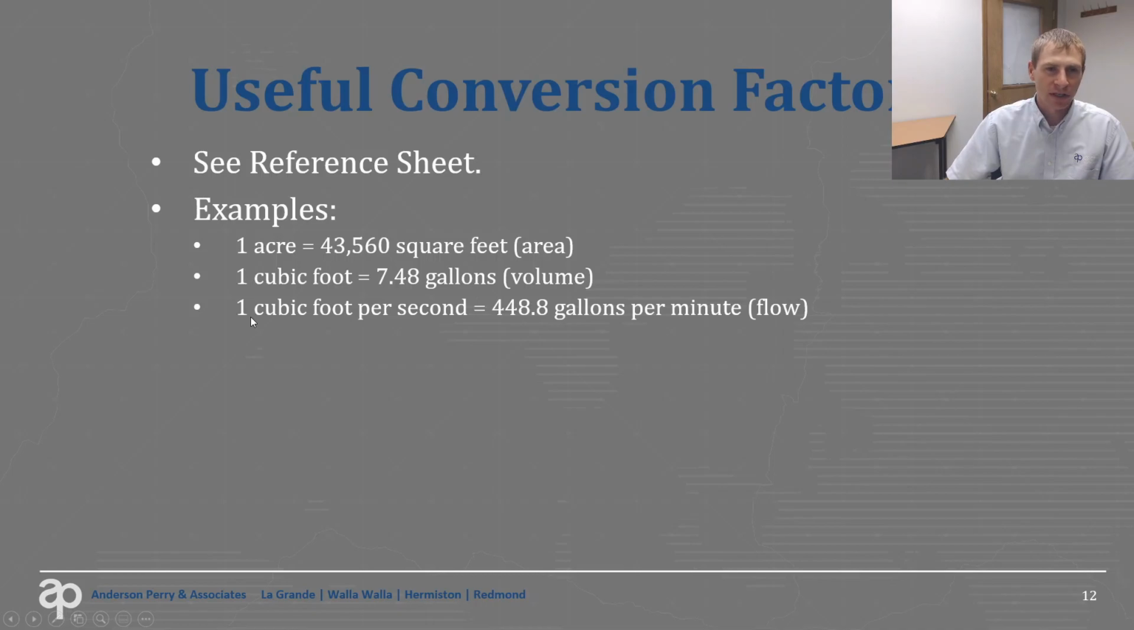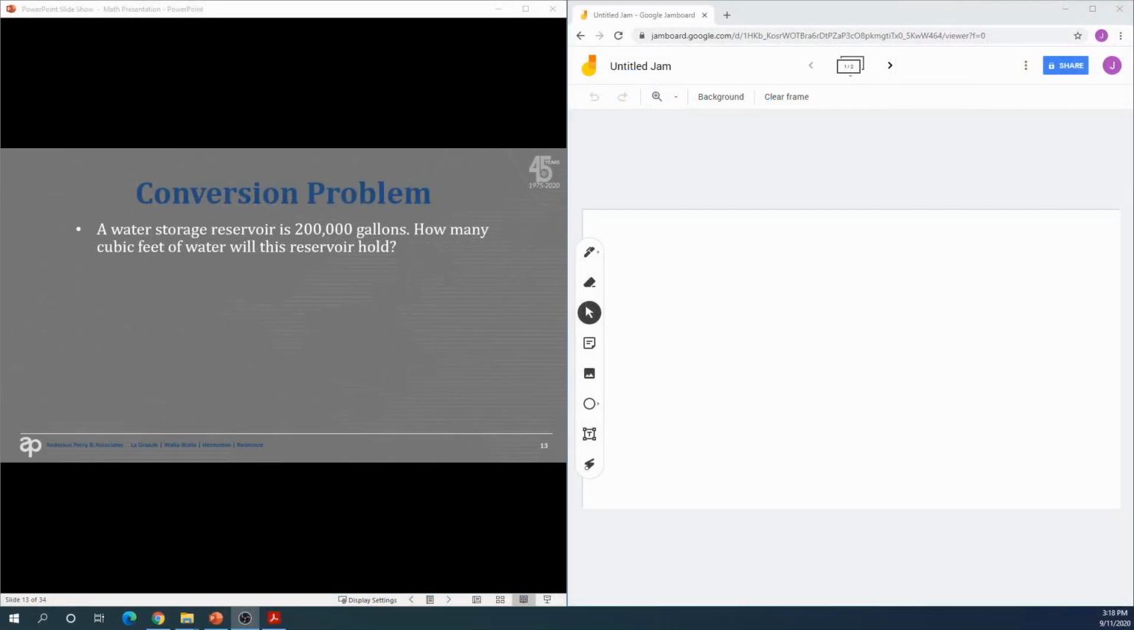1 cubic foot is equal to 7.48 gallons of water. I guess this is just a straight volume, doesn't matter if it's water or any substance, but 1 cubic foot is 7.48 gallons. 1 cubic foot per second is equal to 448.8 gallons per minute. Okay, we've talked about some useful conversion factors. So now let's jump in and practice some conversion problems.